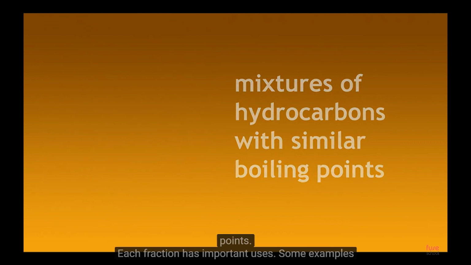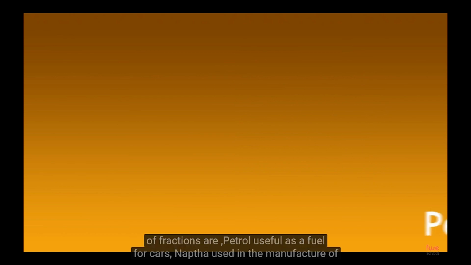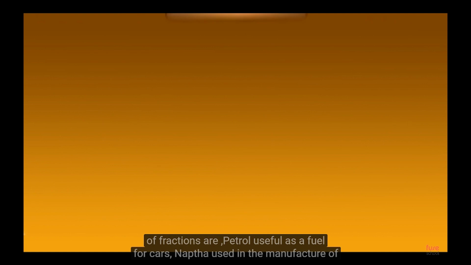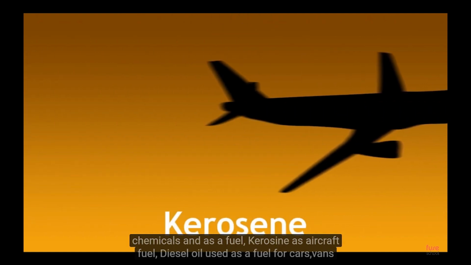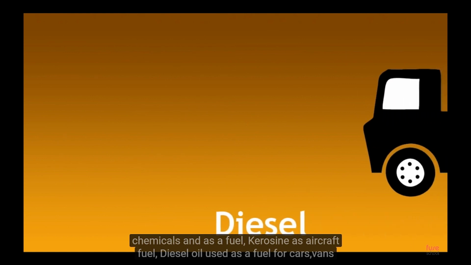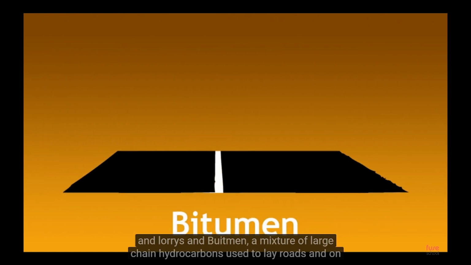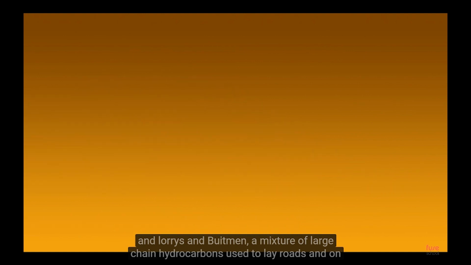Each fraction has some important uses. Some examples of fractions are petrol, useful as a fuel for cars, naphtha, used in the manufacture of chemicals, kerosene as aircraft fuel, diesel oil, used as fuels for vans, cars and lorries, and bitumen, a mixture of large chain hydrocarbons used to lay roads.